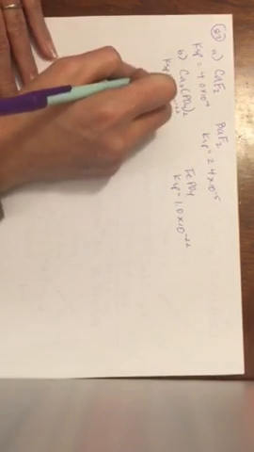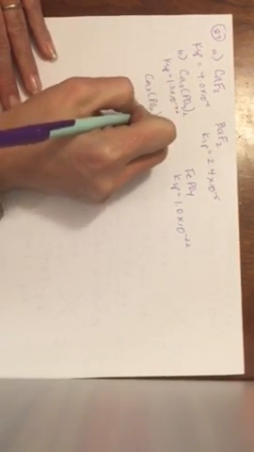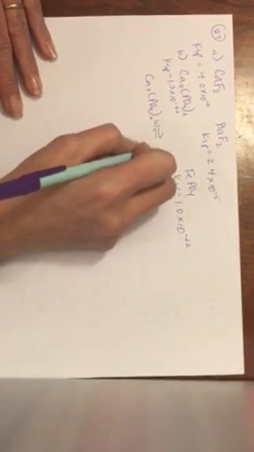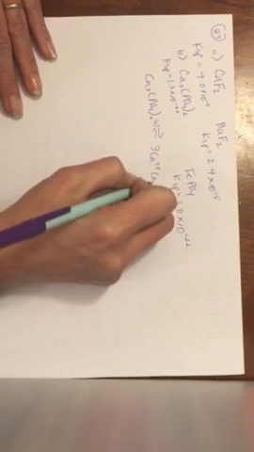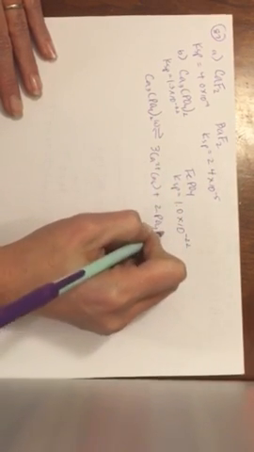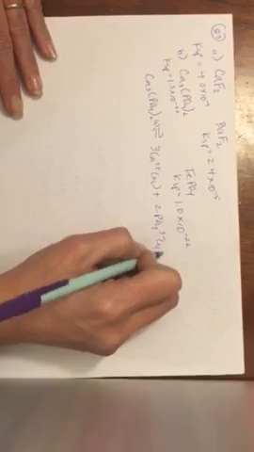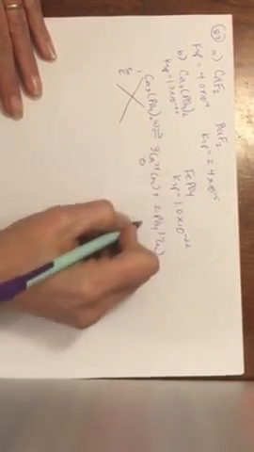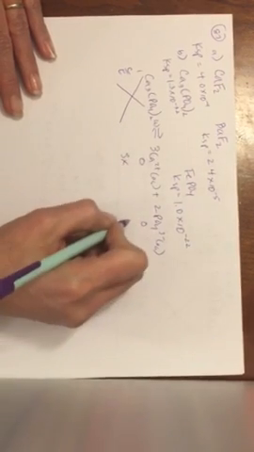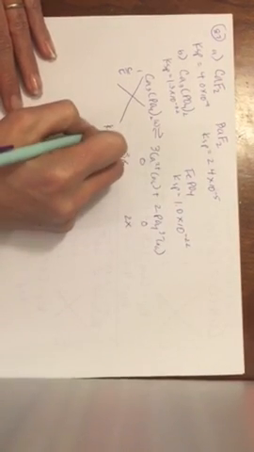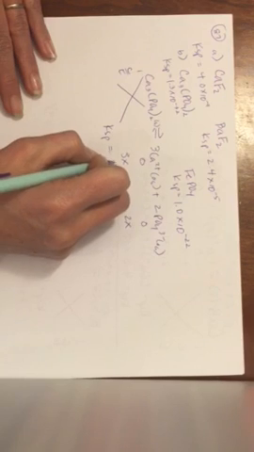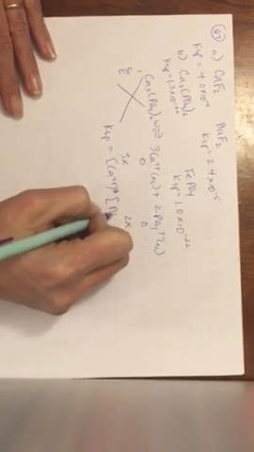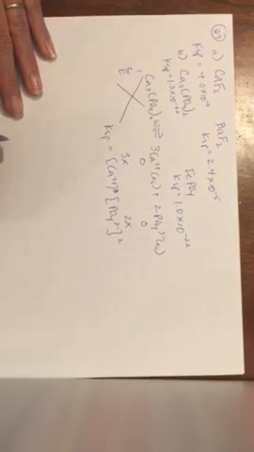Calcium phosphate dissociates into 5 ions: 3 calcium 2 plus ions and 2 phosphate 3 minus ions. If we set up our ICE table, both begin at 0, this becomes 3x, this becomes 2x, and to solve for KSP, it equals Ca2 plus cubed times PO4 3 minus squared.